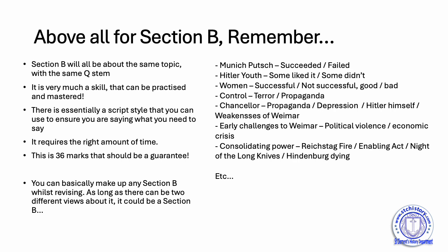Hitler to Chancellor. So this whole topic we've done today, this whole revision video, propaganda, depression, Hitler himself, weaknesses of the Weimar Republic. Early challenges to the Weimar Republic could be one. So was political violence the biggest challenge, or was it economic, so hyperinflation, or the Spartacists, the Kapp Putsch, things like that. Consolidating power, was it the Reichstag Fire that got him into dictator, or was it the Enabling Act, or the Night of the Long Knives, or was it Hindenburg dying? So hopefully you can see how section B will work.